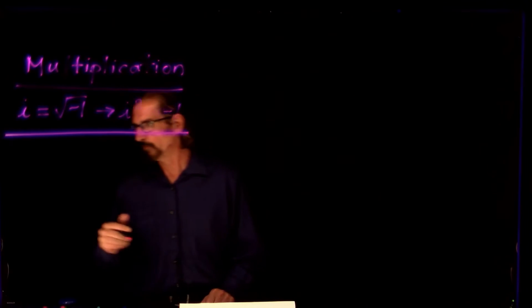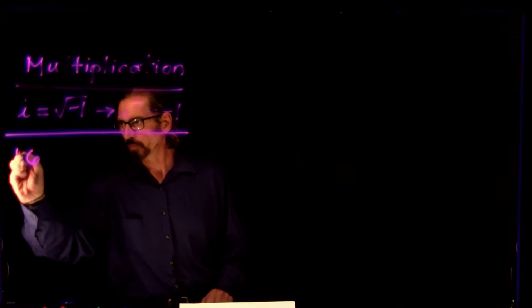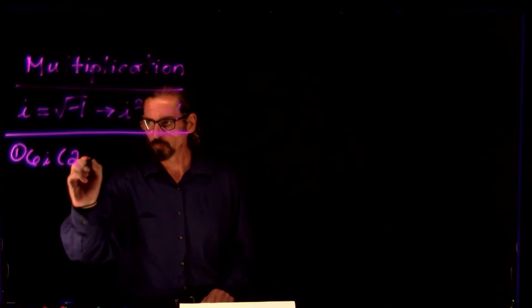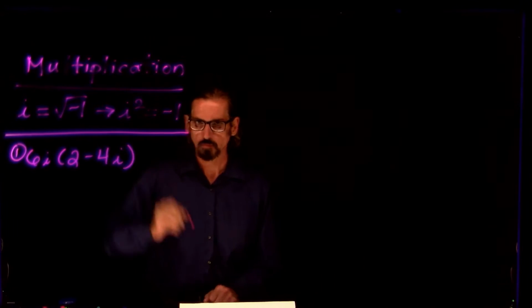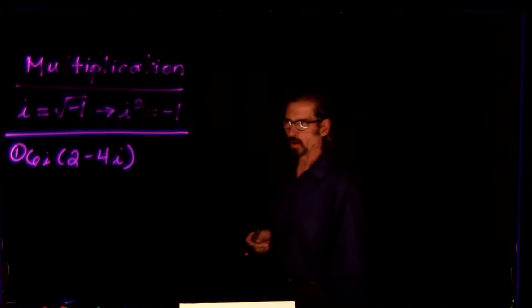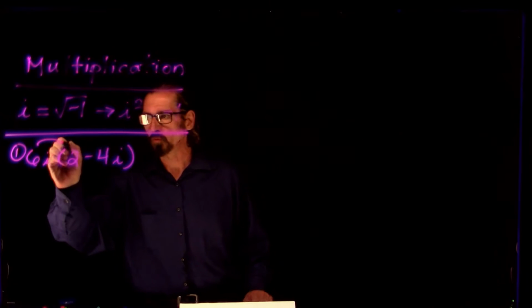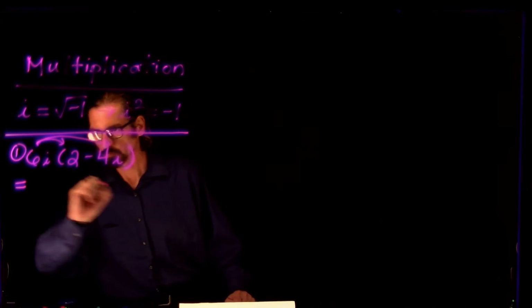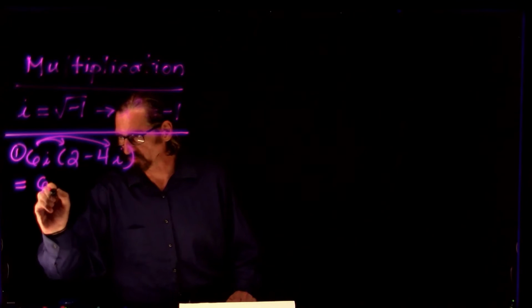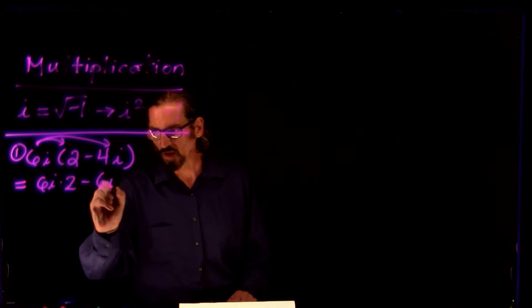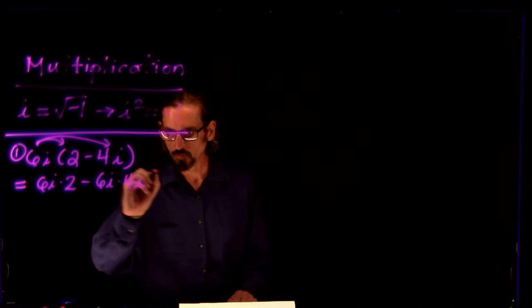We have to multiply 6i times 2 minus 4i. We're going to distribute 6i to the two terms inside: 6i times 2 minus 6i times 4i.